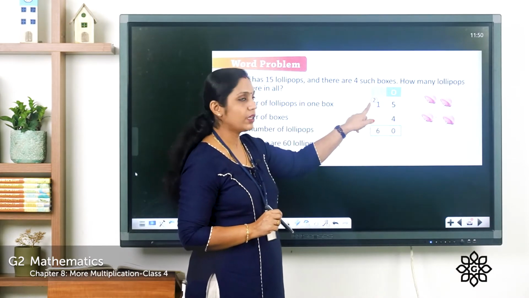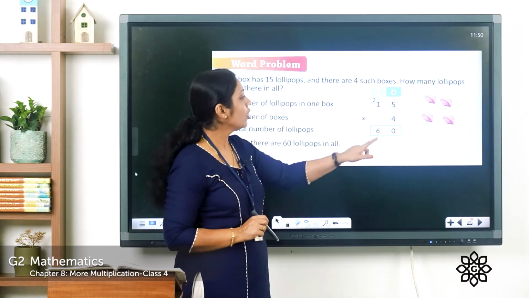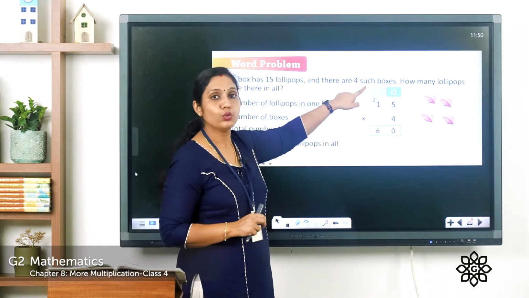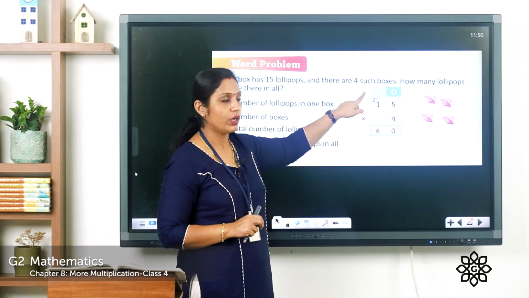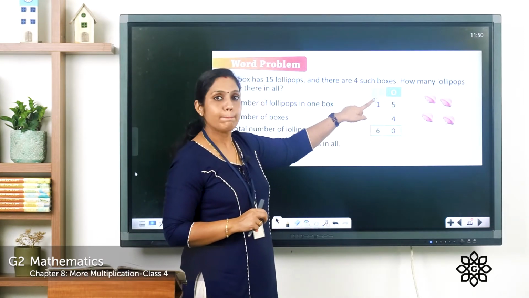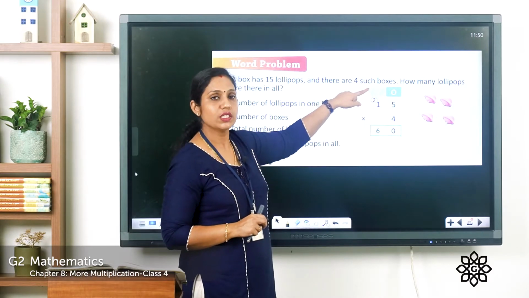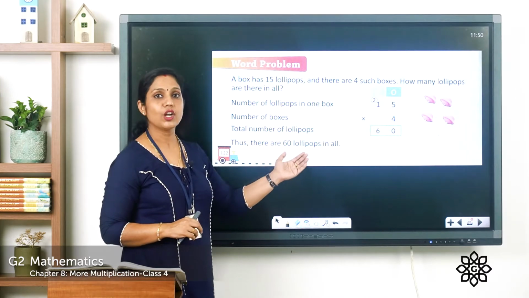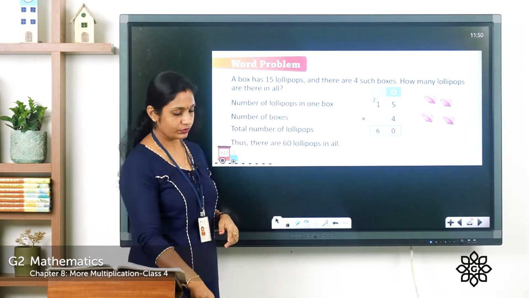Next we'll multiply 4 with the tens place. 4 ones are 4. So is that over? No, we have 2 remaining there that we carried over. So 4 ones are 4 plus 2 is equal to 6. So we get the answer 60. Thus there are 60 lollipops in all.